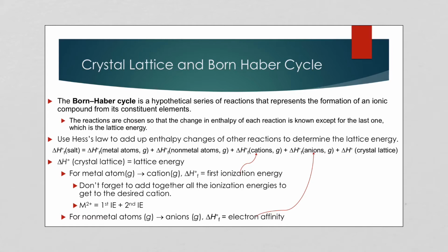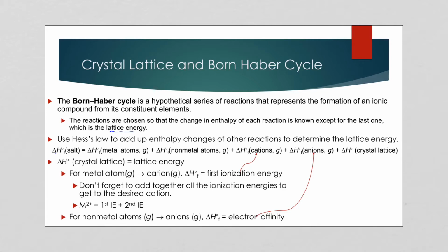Now, we choose the reactions so that the overall process, which is going to be the enthalpy change of the reaction for the overall crystallization, is known, and every other value is known except for the lattice energy. And then we use a Hess's law approach, which means we can sum up individual reactions, add up the enthalpies, and we get the overall enthalpy for the process. So let's take a hypothetical reaction here.